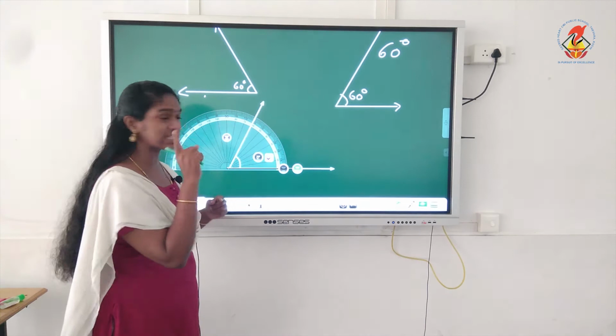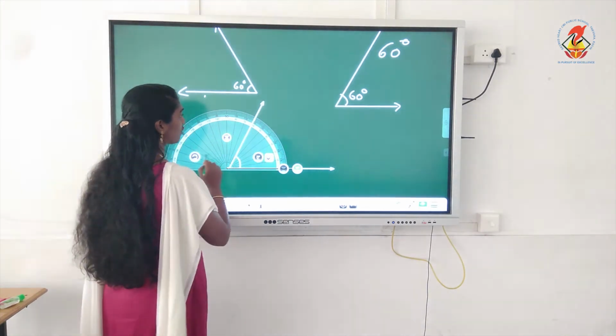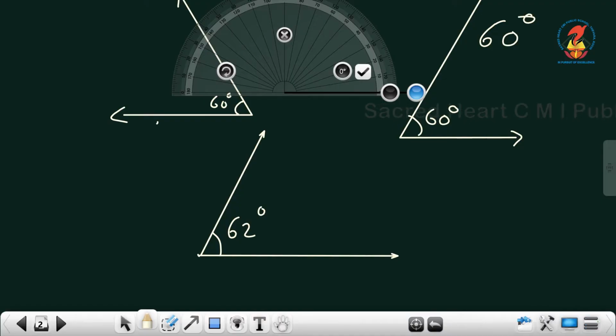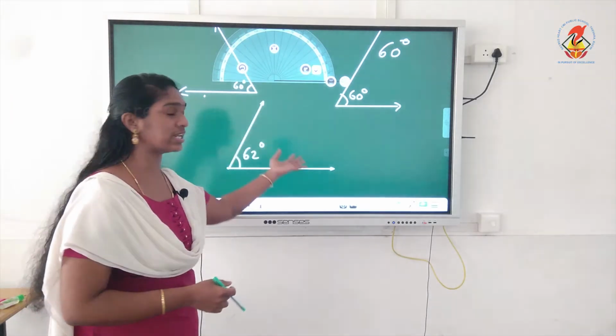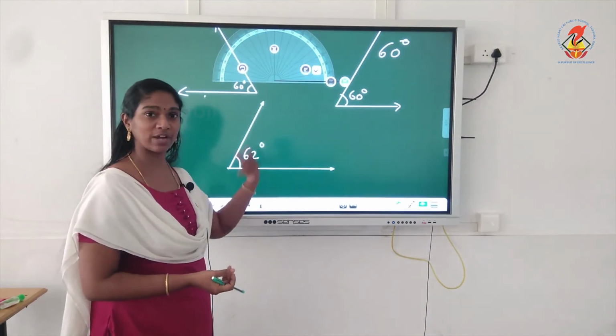So, I have come to the second small line, that second small line is 62. So, I got the measure as 62 degree. Understood? So, this is how you measure. Suppose they will give you the angle and they will ask you to draw the angle. That time you can use the inner scale or you can use the outer scale. Sometimes the angle will be given to you, you have to measure it.